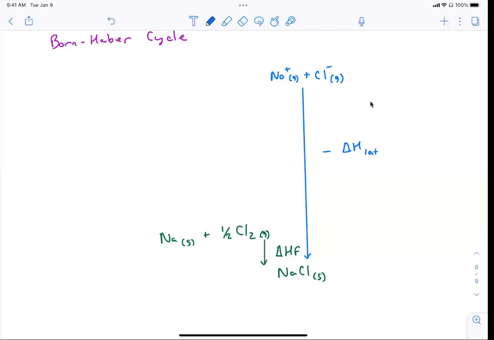Alexandra, you with me? So in this diagram, it's going from gas to solid. But in the values that are given in the data booklet, it's going from solid to gas. That's why we have to make the negative of it. We're reversing the reaction. Okay.